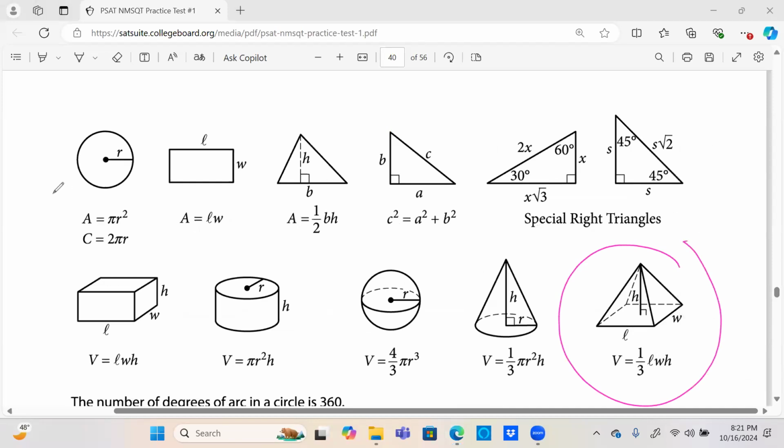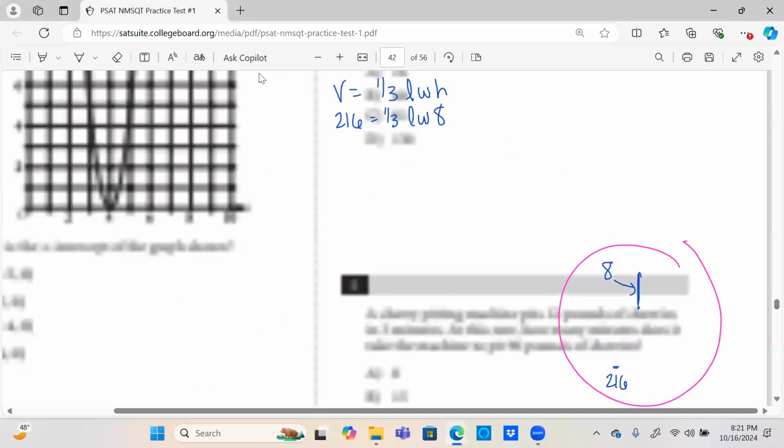Okay, it said we had a height of 8 and the entire volume was 216. Okay, so we have volume equals 1/3 length, width, height. So we have 216 equals 1/3 length, width, 8. Okay, let me come back to the paper now.